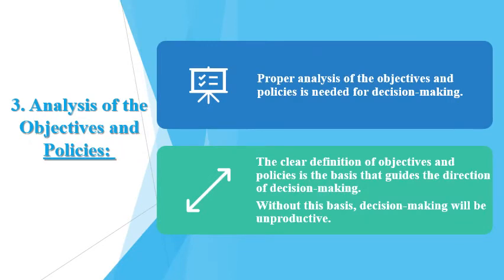Number 3. Analysis of the objectives and policies. Proper analysis of the objectives and policies is needed for decision making. The clear definition of objectives and policies is the basis that guides the direction of decision making. Without this basis, decision making will be unproductive.